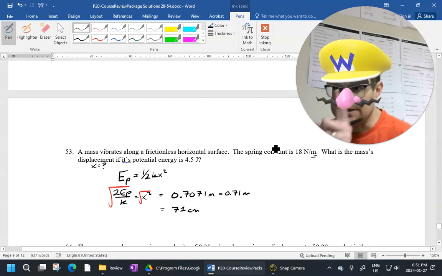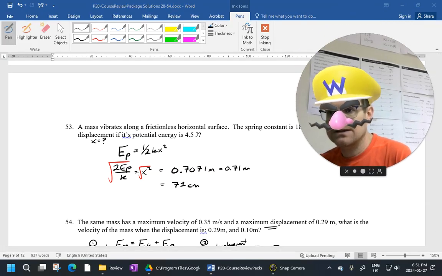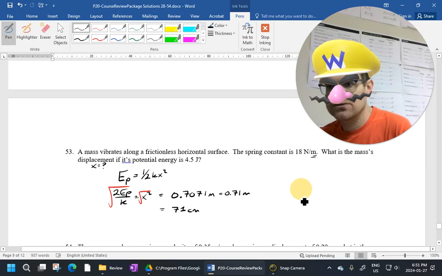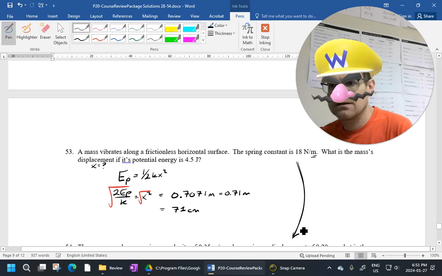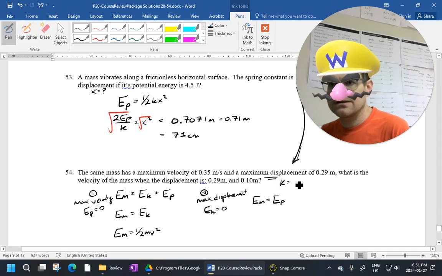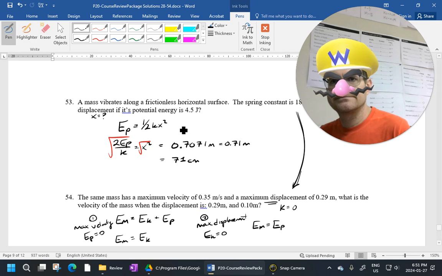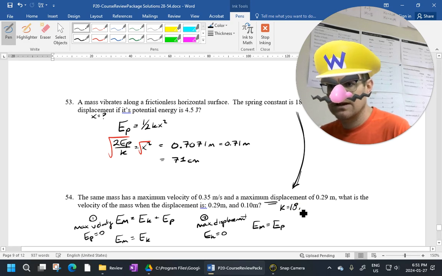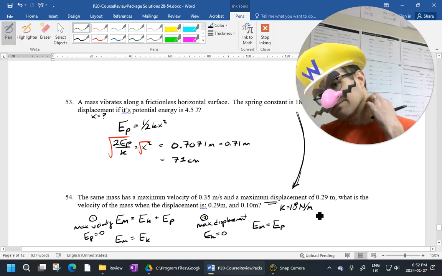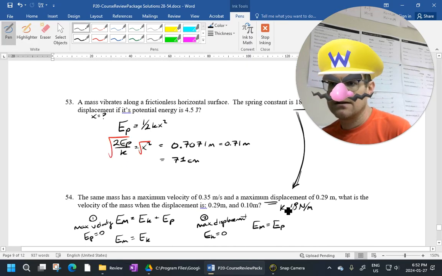Okay, so I'm going to use the K value from the previous question. I'm just going to draw a little arrow here. It's a weird question. I don't know if I like this question or not. All right, so let's use the K value down here. What was it again? Oh, 18 newtons per meter. Okay, so let's use that K value down there as well.